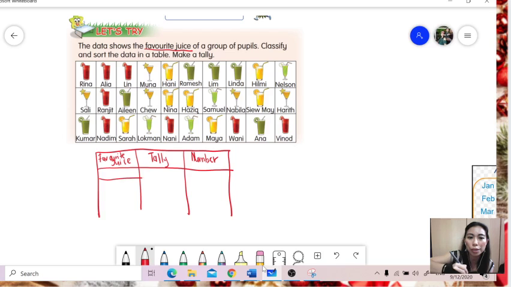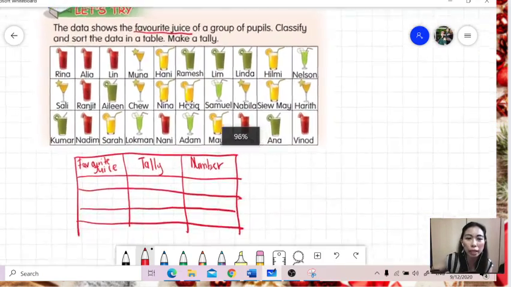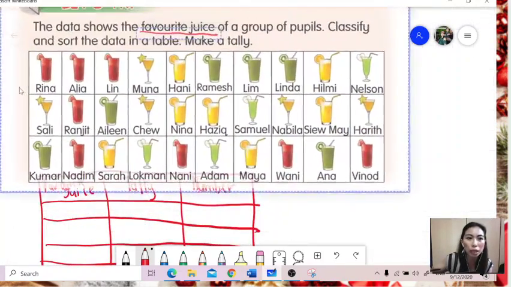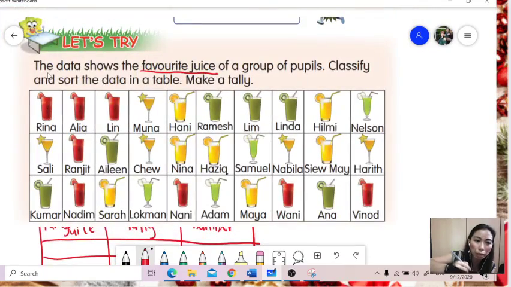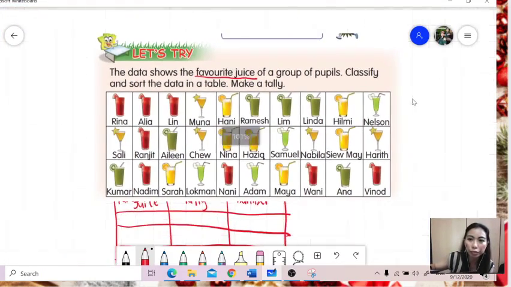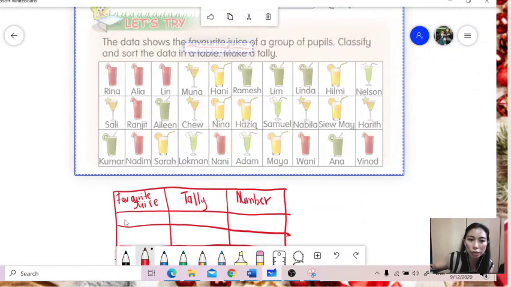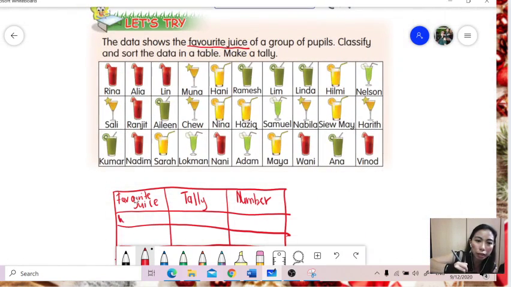So what are the juices? You can see here they don't give any name, just the people's names. But they are given colors, so we can just predict what type of juice it is. So here in this glass, they're given a picture of, what is this? I can see it's like watermelon juice. So you can put here the first juice is watermelon.